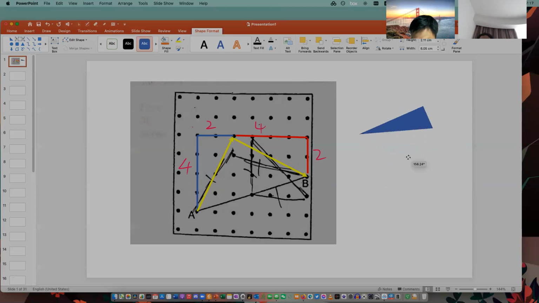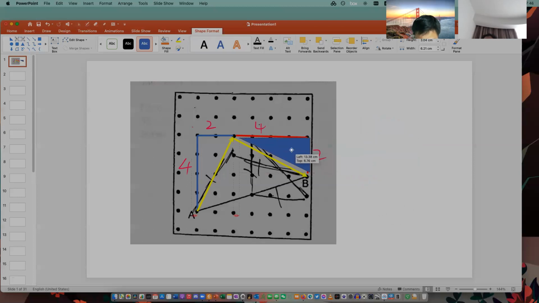How do I ensure that the two lines are the same? Can you see that this right angle triangle has 4 units as the base and 2 units as the height? So it has this length, right? Let me move this triangle. I have not changed the size of the triangle. I just rotate this triangle only.